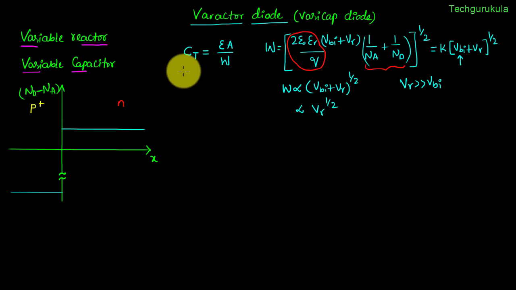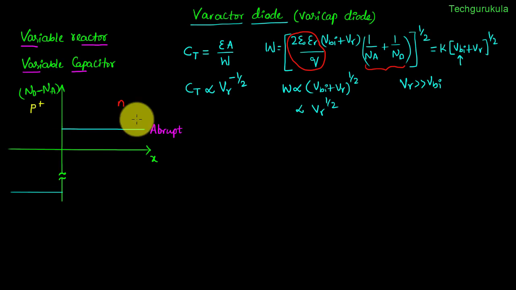We can rewrite the junction capacitance if you know the cross-sectional area of the diode. And of course, epsilon would be fixed if the semiconductor material is known. And we know W is directly proportional to VR power half. So we can write the junction capacitance as directly proportional to 1 over VR power half. We can rewrite this as VR power minus half. And this is for the abrupt doping case.